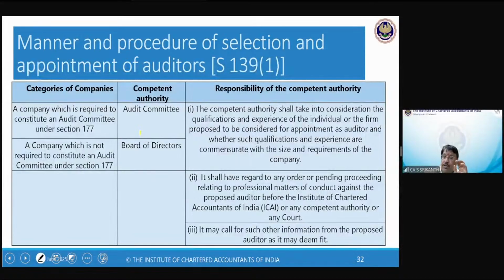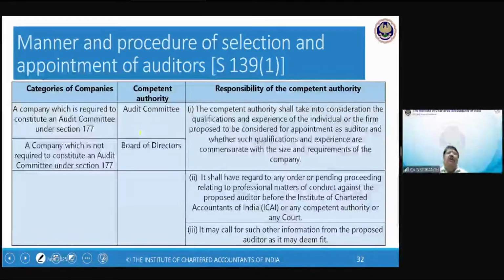So it is not just that you can appoint anybody and everybody. See, suppose the company is a complex business, size huge, then we should also see whether the firm or the auditor has the experience and knowledge to handle it. Okay. A company which is not required to constitute an audit committee under section 177, then in this case, the board of directors itself will select. And it shall have regard to any order or pending proceeding relating to professional matters of conduct. If there is any disciplinary proceeding, they should consider it.